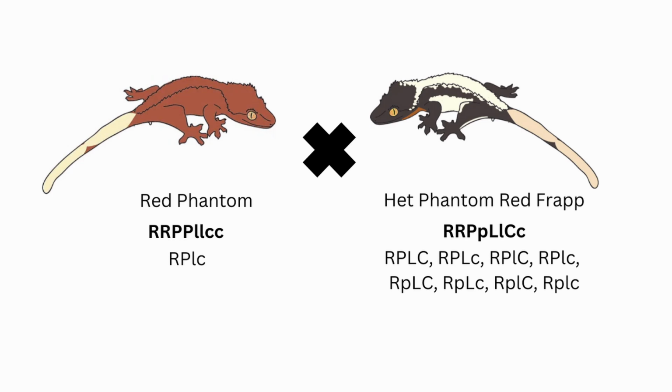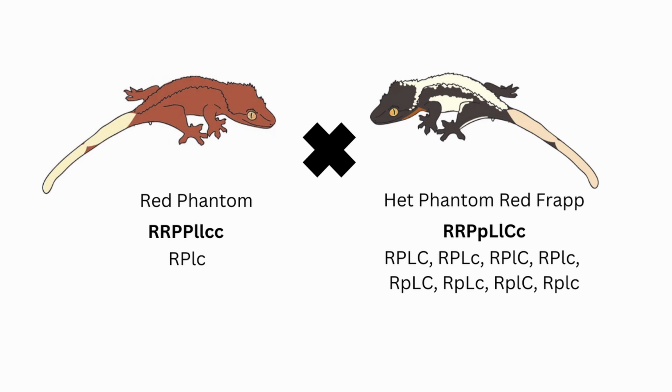Now, since we have figured out that the mom is a heterozygous phantom red lily white cappuccino crested gecko, she's going to be big R for red, which is 2 copies, big P, small p, for phantom. Since the mom has 2 copies of the phantom gene, when the mom has kids with the dad, she is going to pass 1 of those copies.